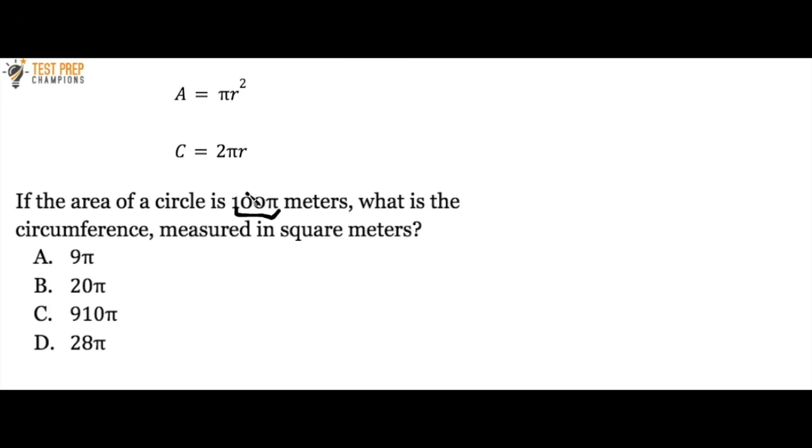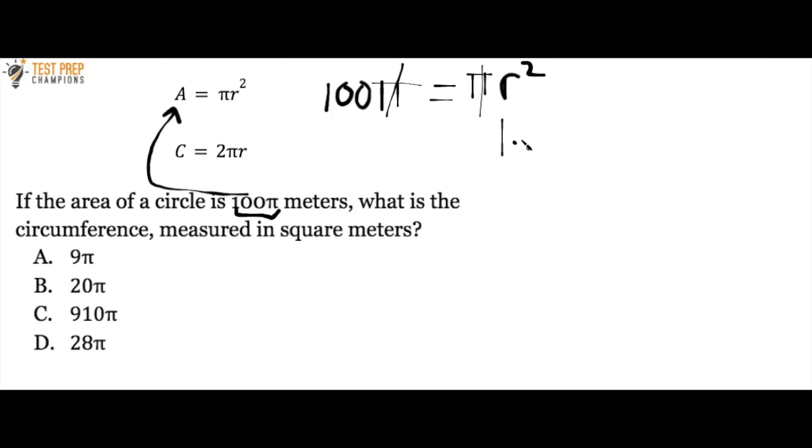100 pi, we're going to take this 100 pi and come up here and take this A and replace it with 100 pi. So when I do that, I will have 100 pi equals pi r squared. Now, fortunately, the pi's are going to cancel out because we've got a pi on both sides of our equal sign. So I can cancel these pi's out, which makes this actually a little bit easier.